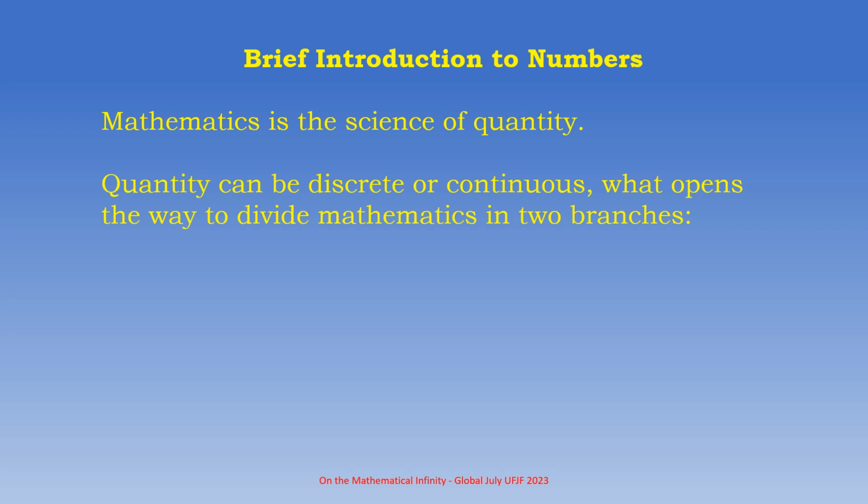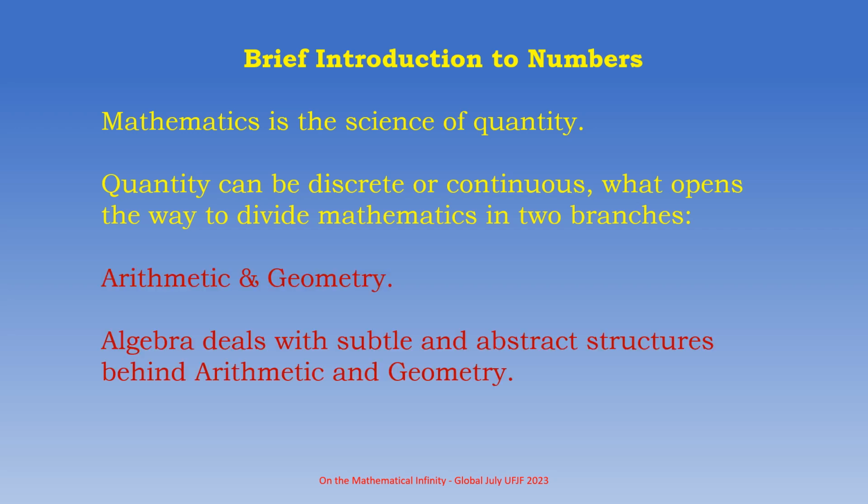As you know, mathematics is a science of quantity, right? And quantity can be discrete or continuous, which opens the way to divide mathematics into two branches: arithmetic and geometry. Arithmetic deals with discrete numbers, and geometry with continuous quantity.